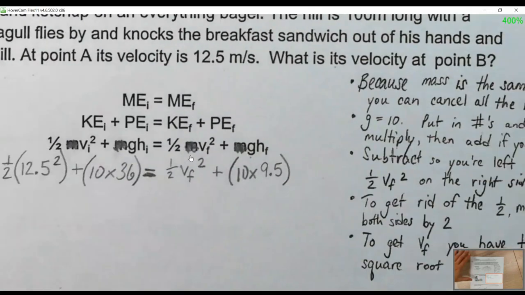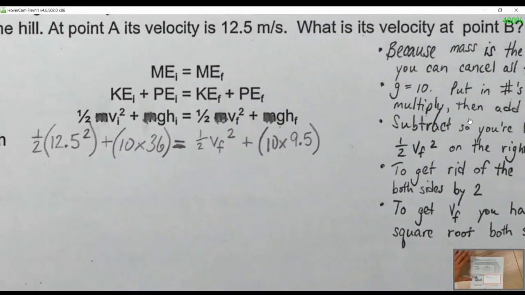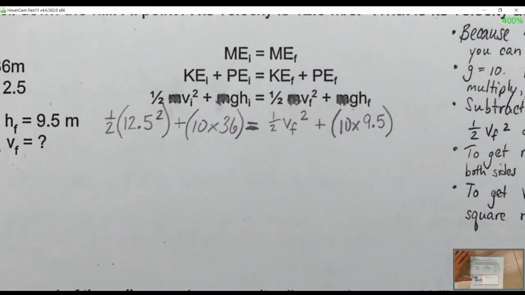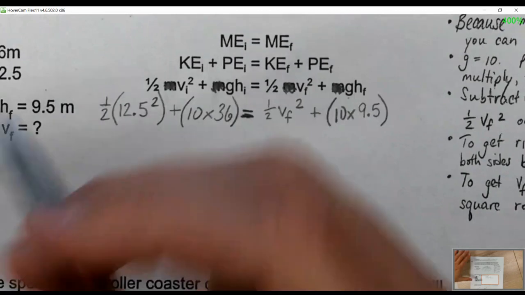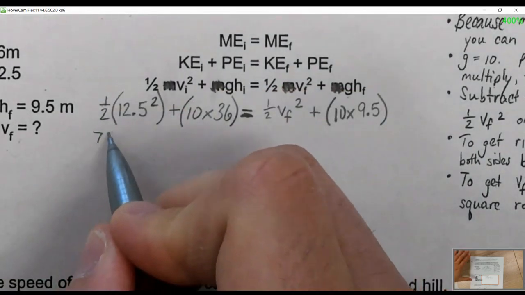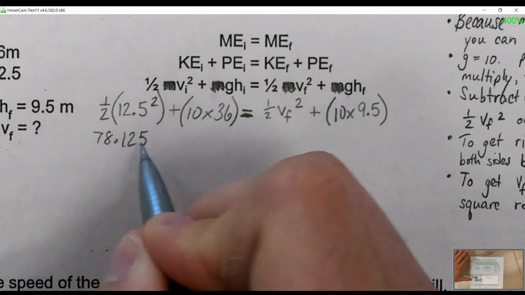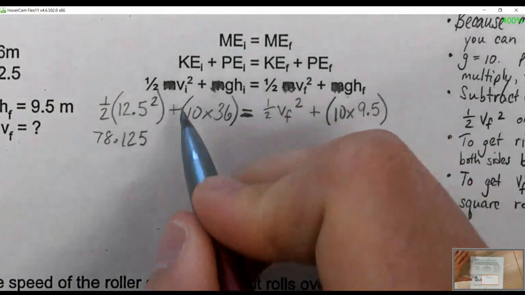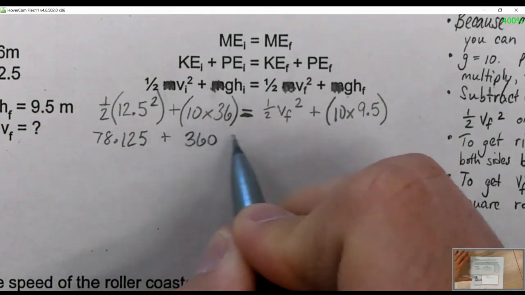All right, so if we scoot back over, put in the numbers, multiply, and then it says add if you can. So first thing you're going to do is multiply all these things. 12.5 squared. In your calculator, multiply that, and then cut it in half. You should come out with this value, 78.125. Bring down the plus sign. 10 times 36, 360.